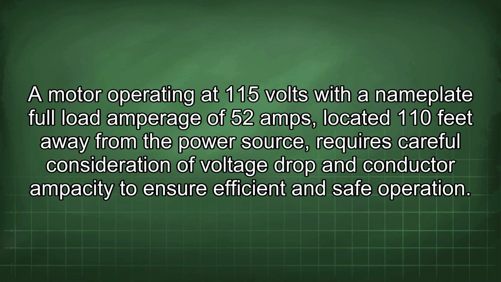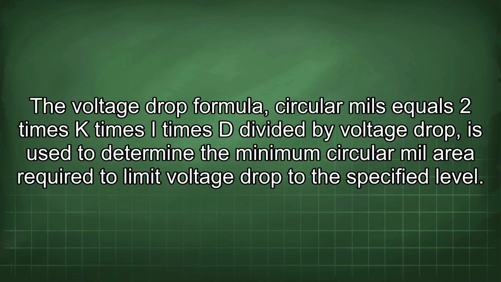A motor operating at 115 volts with a nameplate full load amperage of 52 amps, located 110 feet away from the power source, requires careful consideration of voltage drop and conductor ampacity to ensure efficient and safe operation. The voltage drop formula, circular mils equals 2 times K times I times D divided by voltage drop, is used to determine the minimum circular mil area required to limit voltage drop to the specified level.